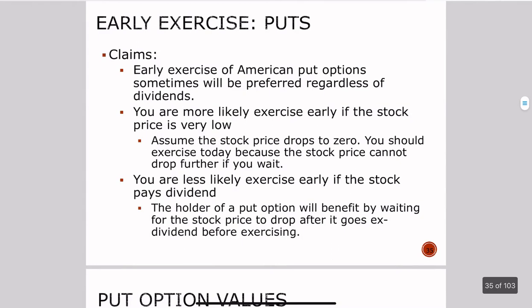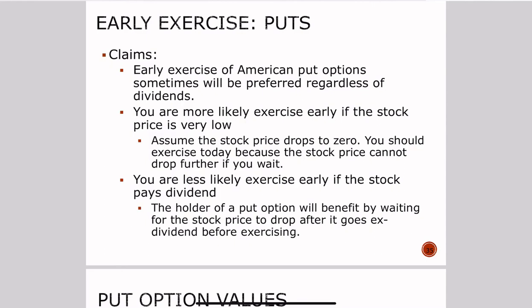Now, what about a put? So the result here is you might want to exercise your American put options sometimes, right? No matter whether there is dividend or not. So the second result is you're more likely to exercise early if the share price is already very low. So what's the intuition for this result? Well, because share price cannot drop below zero.